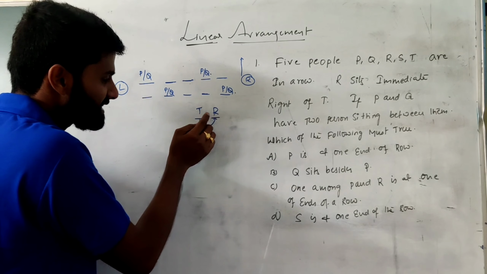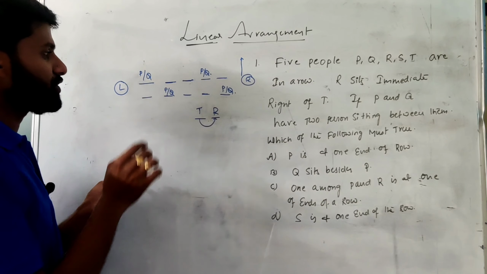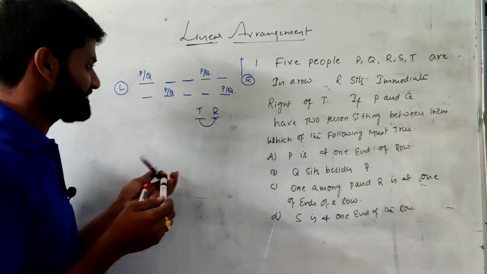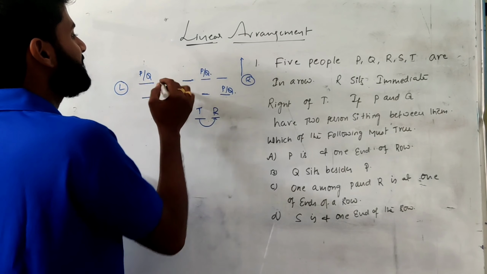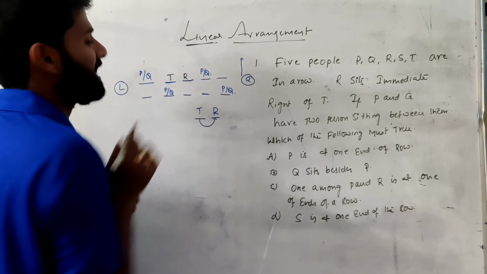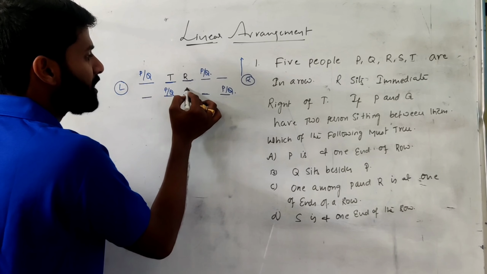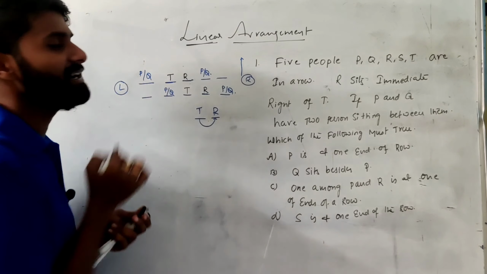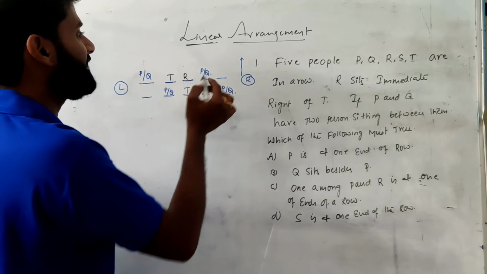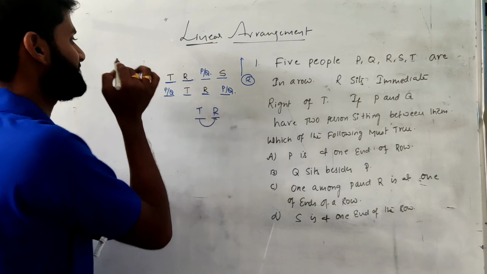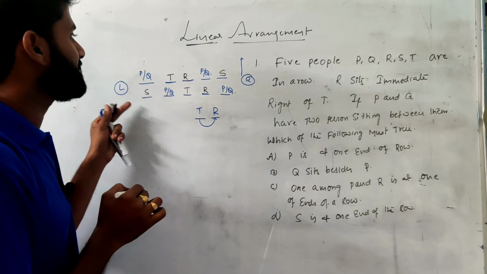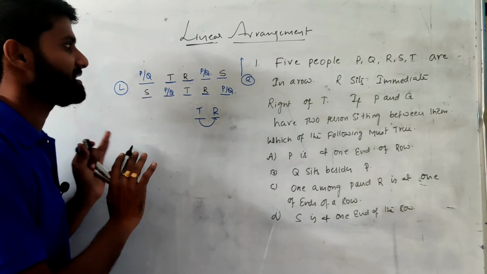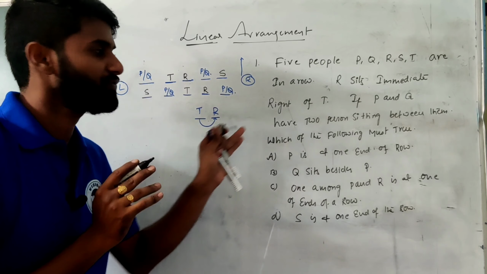See, he said that R is the immediate right of T, so we require 2 positions to be empty. We can fix T and R here. From the second possibility also, 2 empty places, T and R. So finally we have S, either S here or S here. Out of 2 possibilities we cannot choose the exact possibility. So that is the arrangement. There are 2 possibilities for this question.